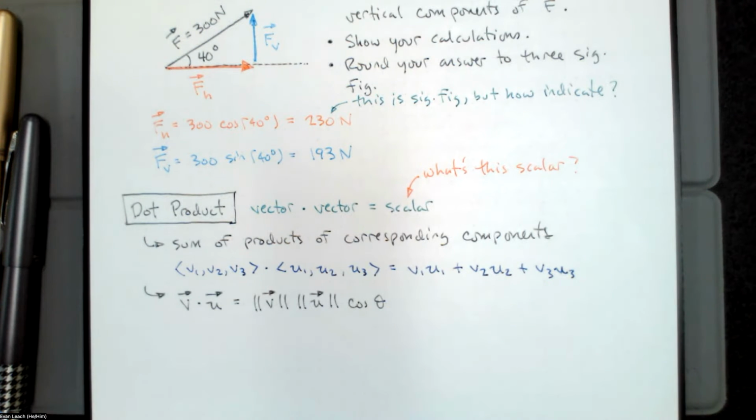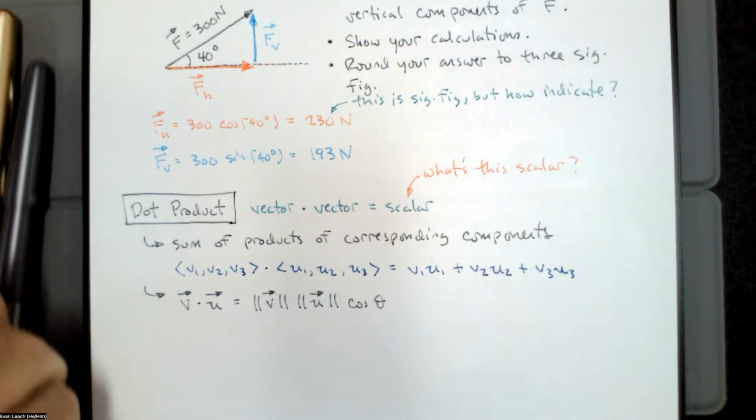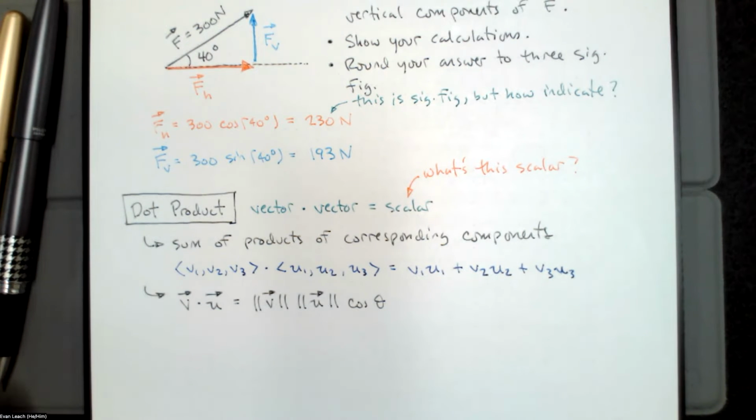In this case, we would need to know the angle between the vectors. If I just list the components of V and the components of U, we don't know what the angle is. But more importantly, we can use this to find the angle between two vectors. So that's the big deal here.